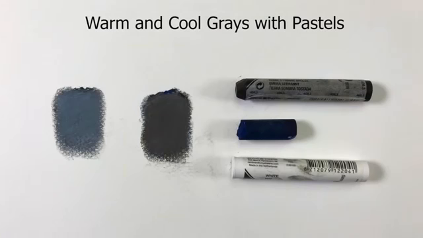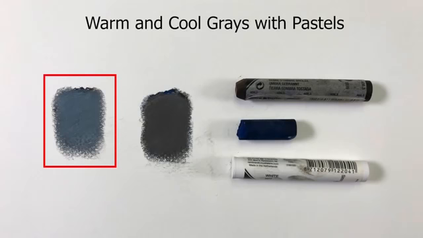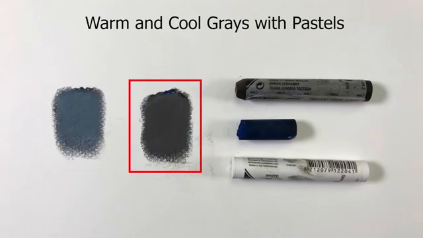Here's a look at warm and cool grays mixed with pastels. In this case, a darker blue is layered over the top of a darker brown. This mixture is gently blended before layering a light layer of white over the top. The result is a cool gray. In the second example, the darker brown is layered over dark blue, blended, and then layered over with a light application of white. The result here is a warm gray.